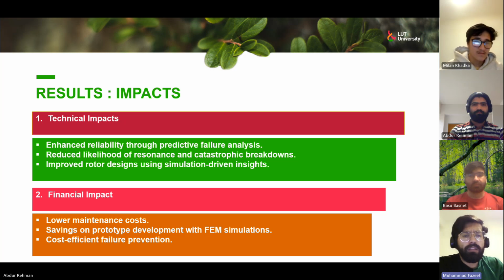Financial impact. The financial benefits of FEM-based analysis are equally noteworthy. Predictive maintenance facilitated by FEM reduces the cost and frequency of unplanned repairs by addressing issues before they escalate. Additionally, FEM simulation reduces the need for extensive physical prototyping, saving both time and development cost. These savings are particularly significant for industries where prototyping and maintenance are resource intensive. Finally, the ability to prevent catastrophic failures, often expensive to repair, makes FEM an indispensable tool for cost-efficient rotor failure prevention.